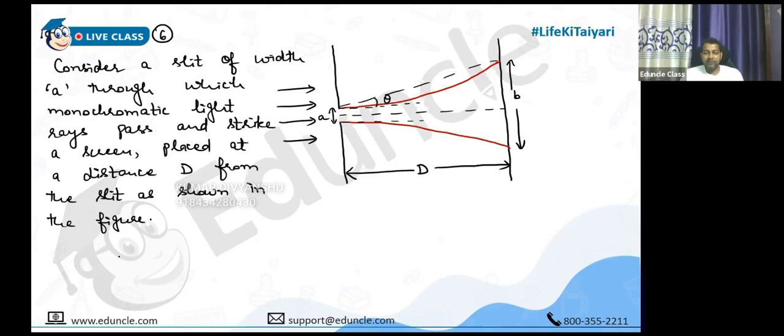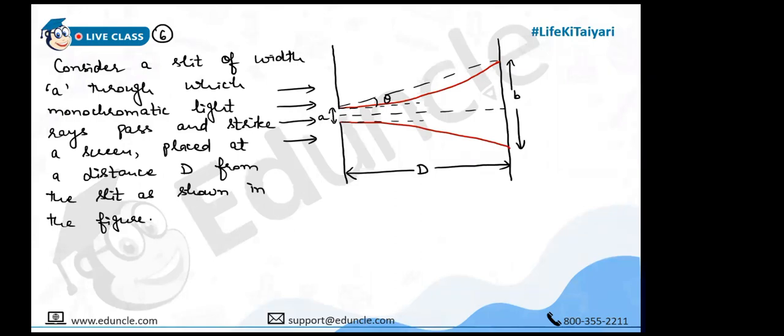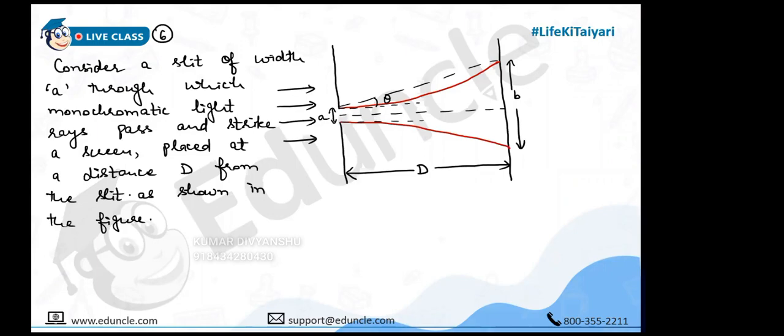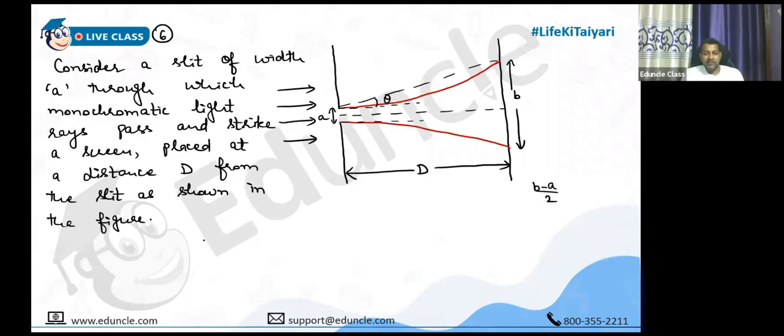Okay, so now can anyone tell me what is the deviation? How much is the deviation? Theta is the angle, not the length. I'm asking you about the length of the deviation. Can I call it B minus A by 2? Because B minus A is the total deviation, and along each side it is half of it, isn't it?